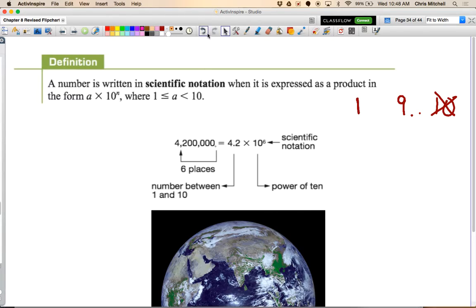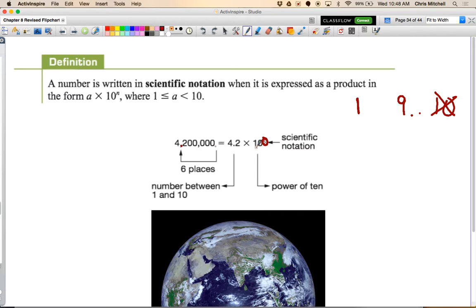So this is how I'm going to write it in scientific notation. I moved it here, so I'm going to have 4.2 times 10 to the 6th power. The 6th power represents the 6 places that I moved. So this is fairly simple.